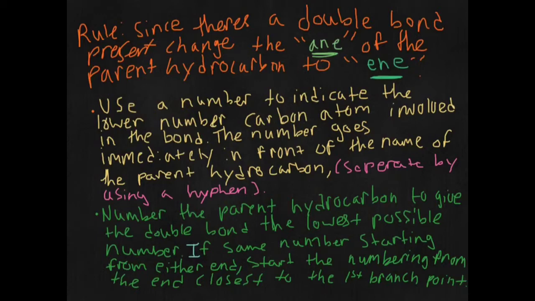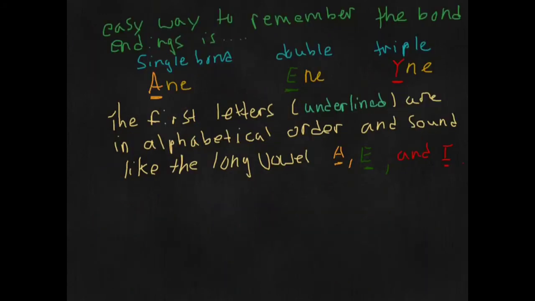So it's just like what we did with cycloalkanes and halo groups. We want to give it the lowest number. If it's the same number starting from either end, start the numbering from the end closest to the first branch point. An easy way to remember the bond endings is that a single bond has ane, a double bond has ene, and a triple bond has yne. So the first letters underlined are in alphabetical order and sound like the long vowels A, E, and I.